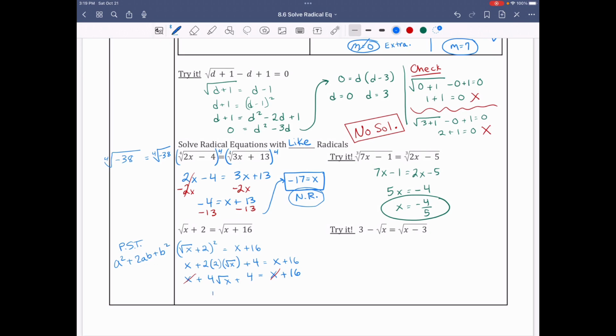4 square roots of x, if I subtract 4, I get 12. If I divide by 4, I get the square root of x equals 3. Now I'm just going to square both sides. So 3 squared is 9. X equals 9. And if you plug that in, it works out just fine. It's kind of cool if you do want to plug it in and check, but I just checked it mentally and it works. All right, at your boards, go do the try it.